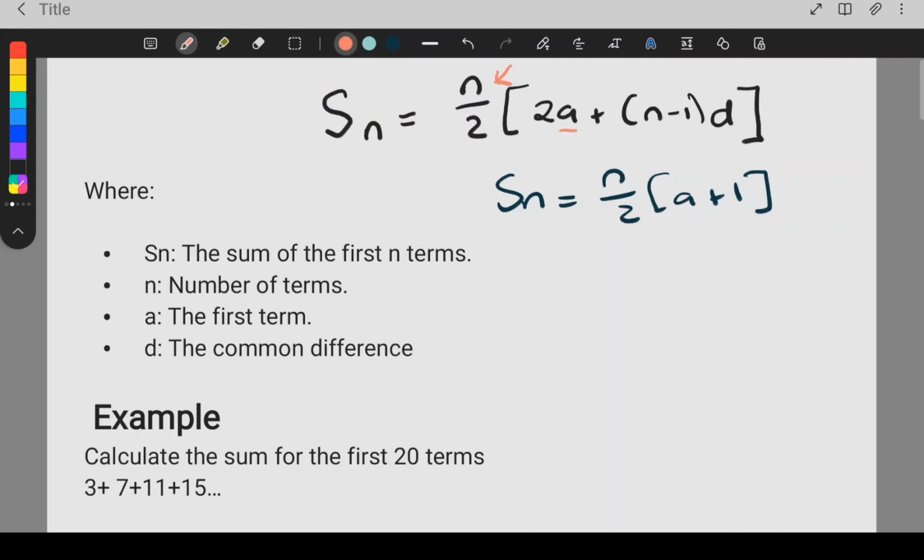There we go. A is still the first term. Remember, we're busy with arithmetic sequences and series. And d is the constant difference. So I'm only going to work with this one in this lesson.